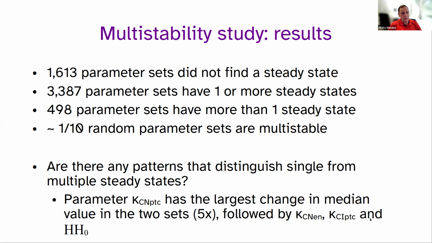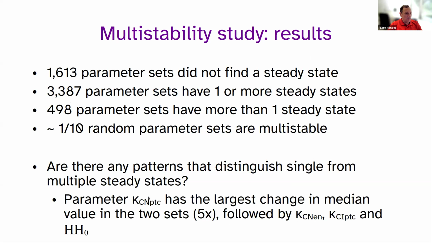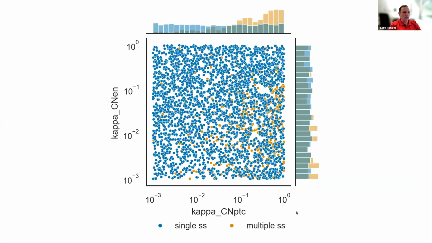So at least one parameter seems to be interesting. So I picked that parameter and another one, the next one in line, which was that, and I plotted all the parameter sets that I sampled. Those are here, and the distributions for those parameters. So the KCN-PTC and the kappa CN-EN and their distributions here. So this is the one that has the largest change, 5-fold.